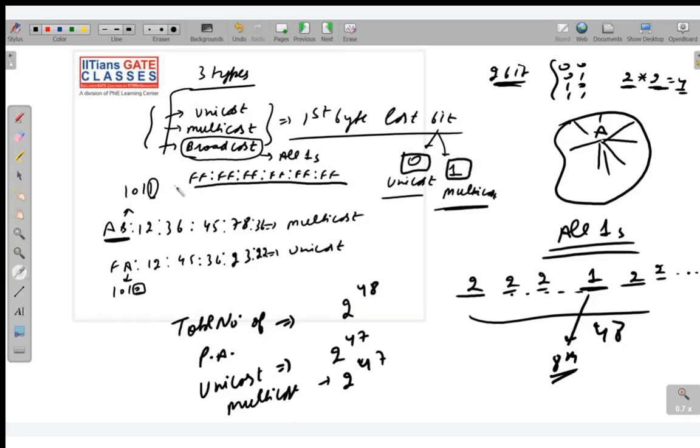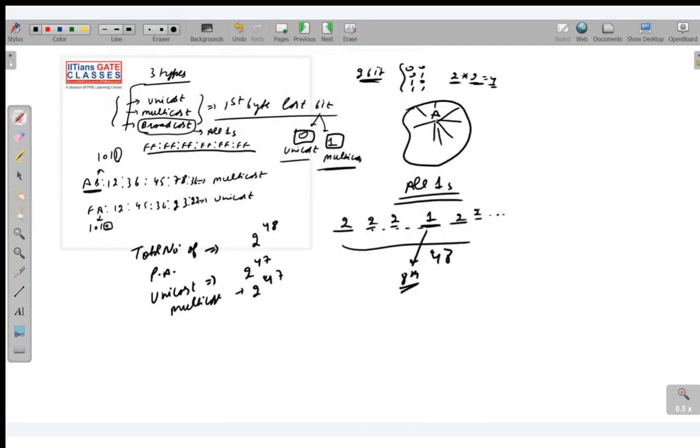So obviously all ones are there, so this first byte, last bit is 1 only. No problem. So broadcast is a special type of multicast only. So I can simply say that in total there are 2 power 48 physical addresses, and you have divided them into 2 parts, 2 power 47 each. That is your unicast, and this is your multicast. That's it. This is the summary.